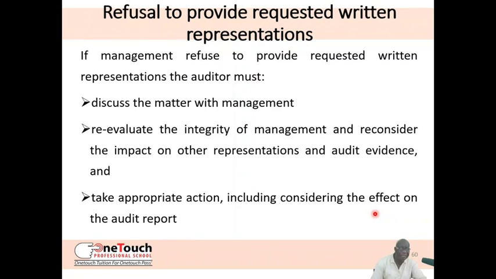Now, refusal to provide requested written representation. If management refuses to provide written representation to the auditor, then there are steps to be taken. Discuss the matter with management. Discuss with them the consequences of failure to provide the written representation. Then reevaluate the integrity of management and reconsider the impact on other representations and audit evidence. Once they are not able to give you their representation, reconsider it. Evaluate the integrity of management first. Are they taking the decision? What about the previous evidence that they have given to you? That's what they are saying. Then take appropriate action, including considering the effect on the audit report. It may have an effect on the audit report, so consider it.